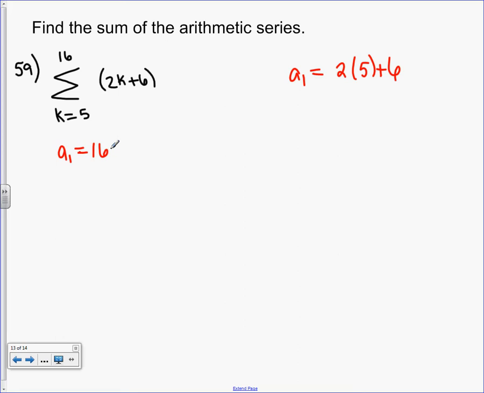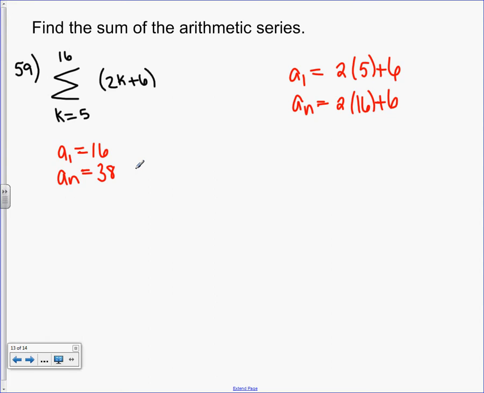Do you understand that? Okay. So to get my nth term, what do you think I'm going to plug in? If I plugged this in for my first term, I'm going to plug this in for my nth, or my last term. Okay? So a sub n is 2 times, we said k is 16 this time, plus 6. So what's 2 times 16? 32 plus the 6, 38. Is that okay? So the sigma gave me that information, but I still kind of had to figure it out on my own.